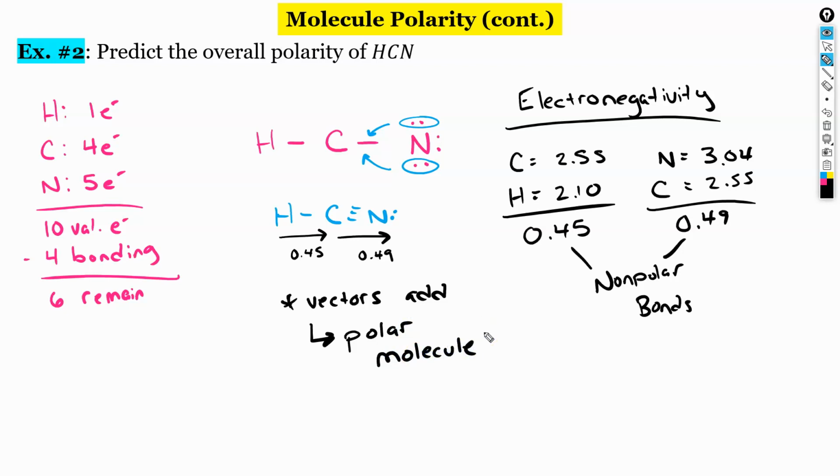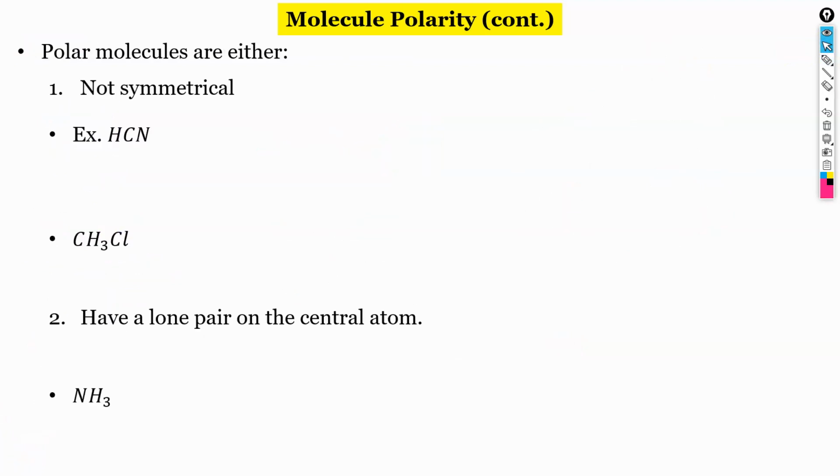Okay, so again, the difference in electronegativity was small enough to be nonpolar bonds. However, when we add them together, since they're going in the same direction, they're both pointing the direction of nitrogen, it ends up being a polar molecule. Polar molecules are either not symmetrical, so we have 2 examples here. We have HCN, so we did this one earlier, looks like this.